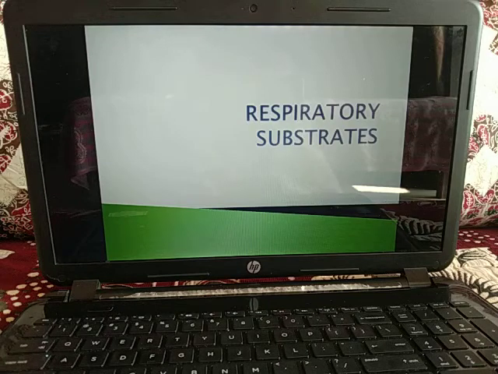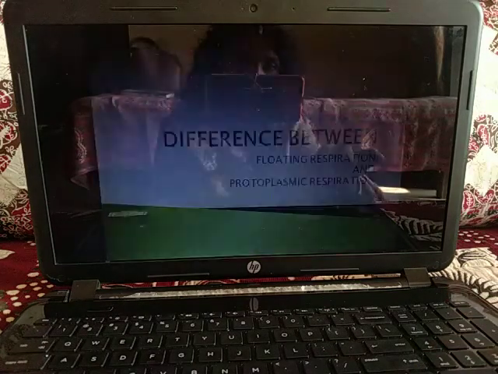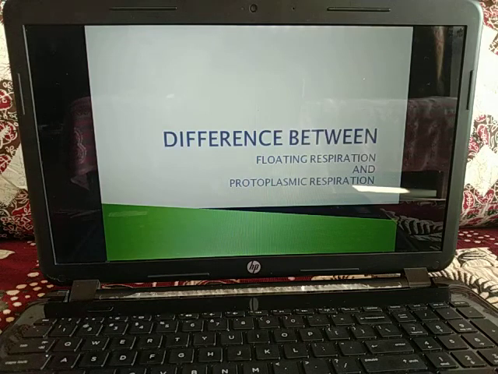Now let's discuss the difference between protoplasmic respiration and floating respiration. Floating respiration is the common mode of respiration. Protoplasmic respiration is a rare mode of respiration. The substrate is carbohydrate or fat in case of floating respiration, and in protoplasmic respiration, the substrate is protein.